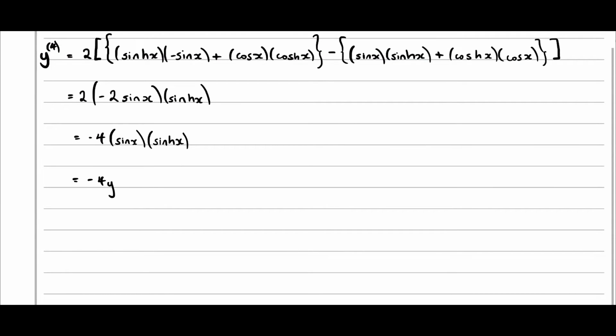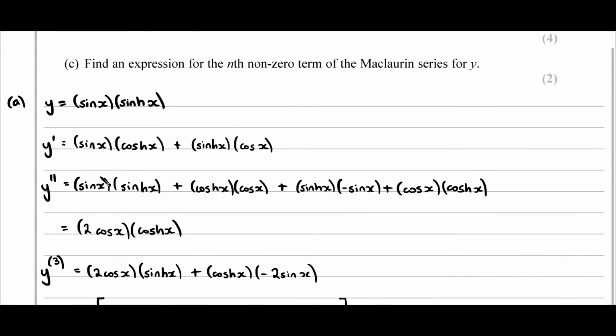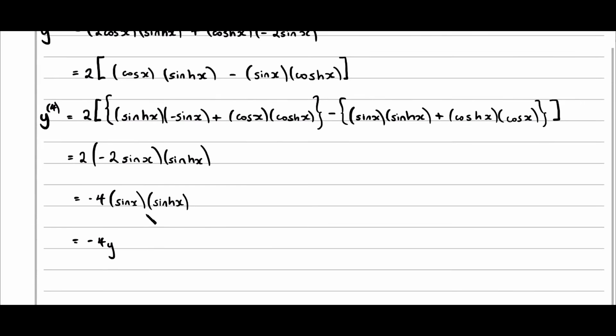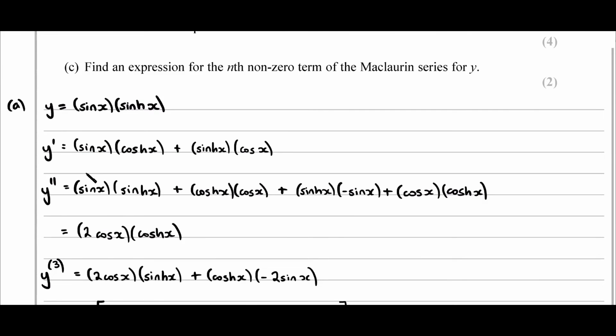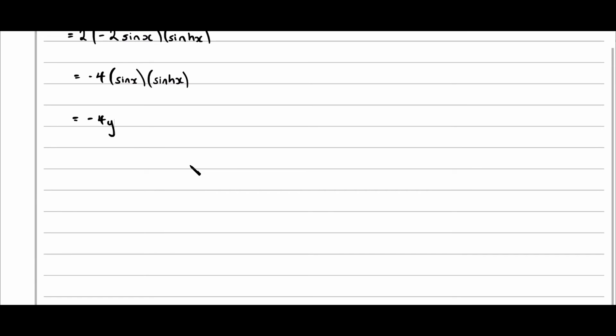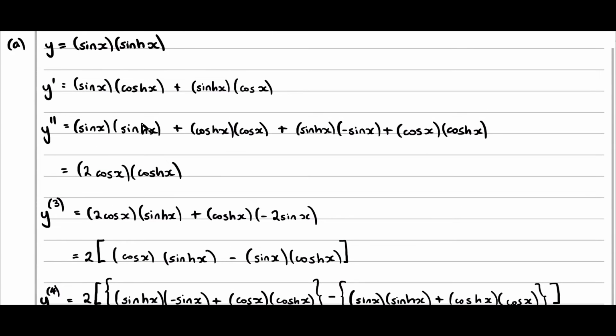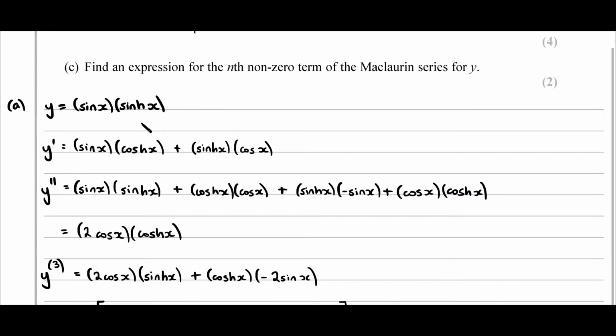Okay. And we can carry on, but then you'll notice over here, to find the fifth derivative, that will be 4 times by the first derivative. The sixth derivative will be 4 lots, minus 4 lots of this, etc. So essentially what's happening over here is that the derivatives repeat themselves every 4, if that makes sense.